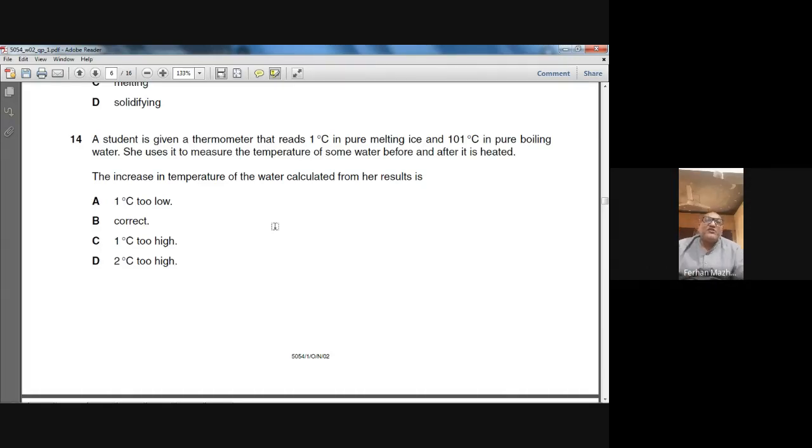But if you took two readings and then find the difference between them, the difference will be accurate, because the temperature 1 reading has 1 degree more, and the temperature 2 will also have 1 degree more. But when you take the difference, there will be no error. The increase means the difference. The increase in the temperature of water calculated from her result is correct. So B is the choice.